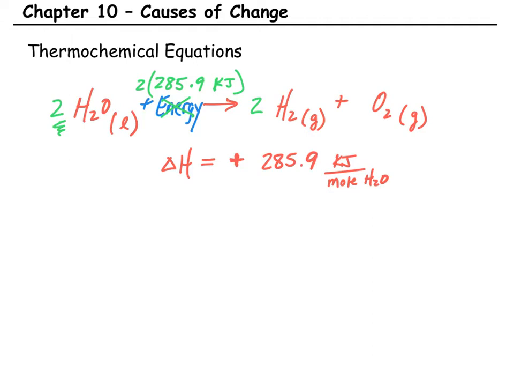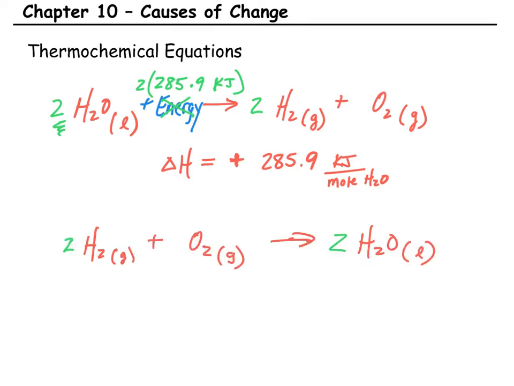Now, this reaction can actually go the other way too. We could take the H2 plus O2 to yield H2O. It's exactly the same reaction, but backwards. In this case, the delta H is exactly the same amount, but negative. Now it's exothermic. Heat comes out.